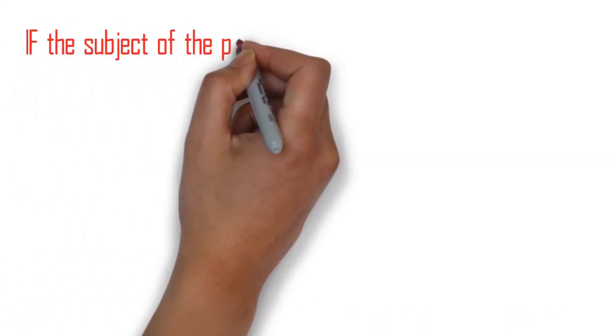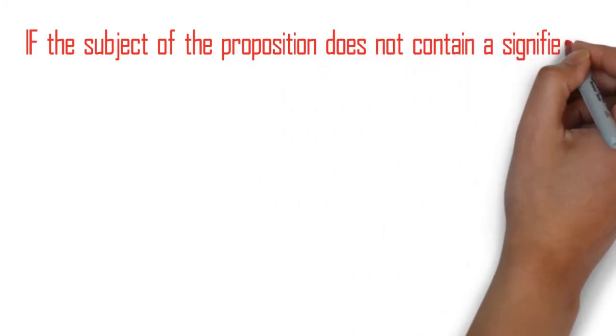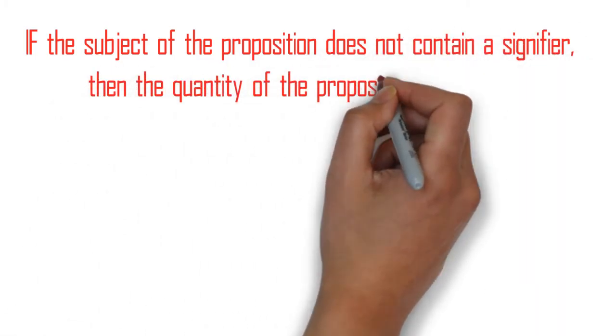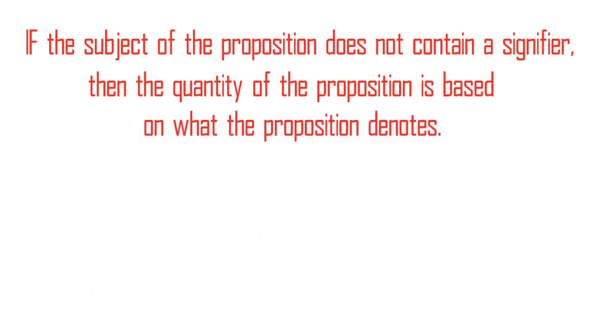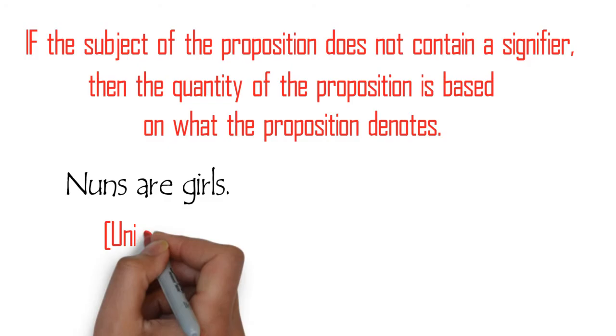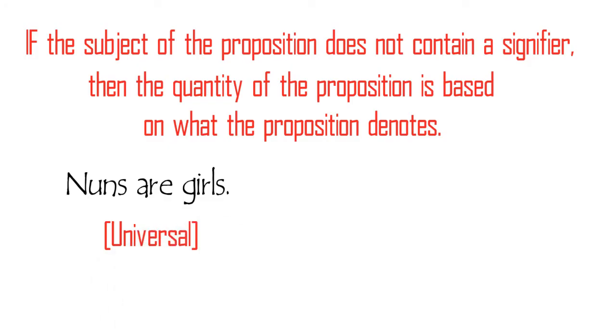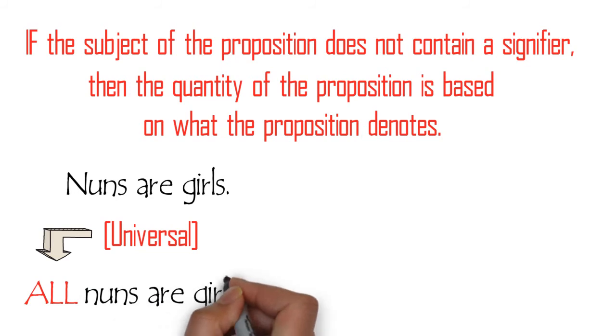Now, if the subject of the proposition does not contain a signifier, then the quantity of the proposition must be based on what the proposition denotes. Consider this example. Nuns are girls. As we can see, the subject of the proposition does not contain a signifier, but if we analyze it, it would become clear that the proposition is universal. This is because there is not at least one nun that is not a girl. In other words, all nuns are girls.